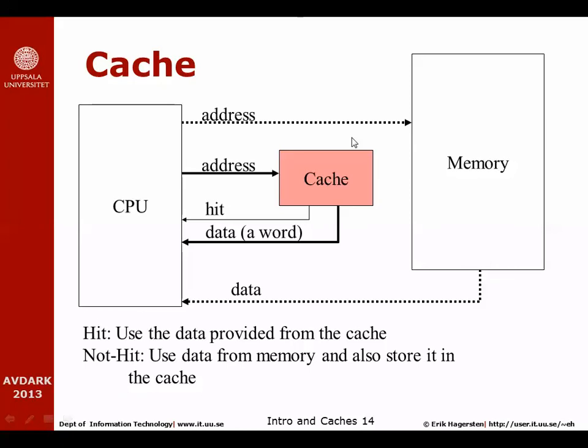So here you go. We designed a cache. It has a functionality. You provide an address to the cache. It will provide a data word back, and it will provide a hit signal telling whether or not this is a hit or a miss.